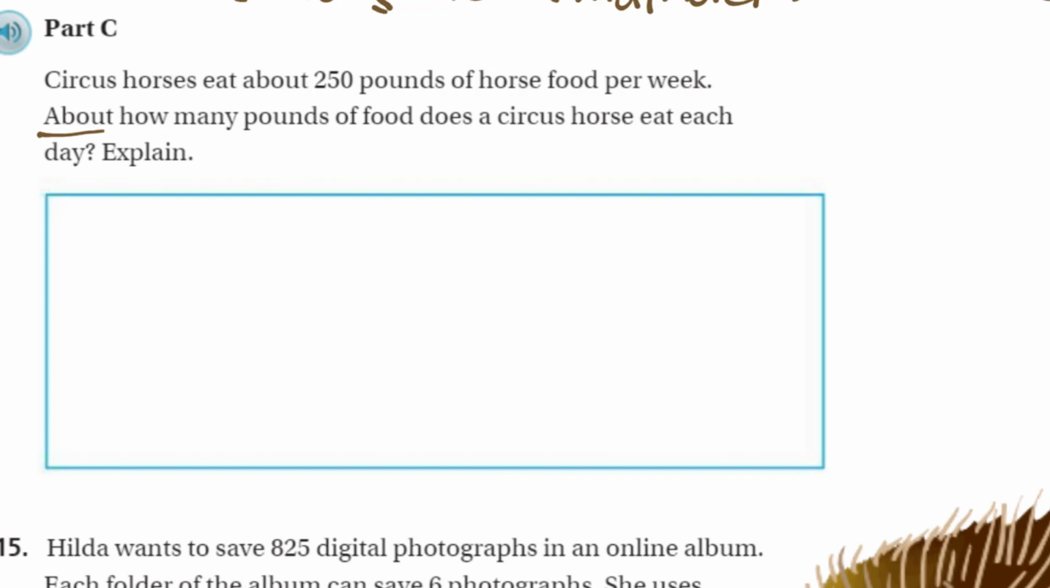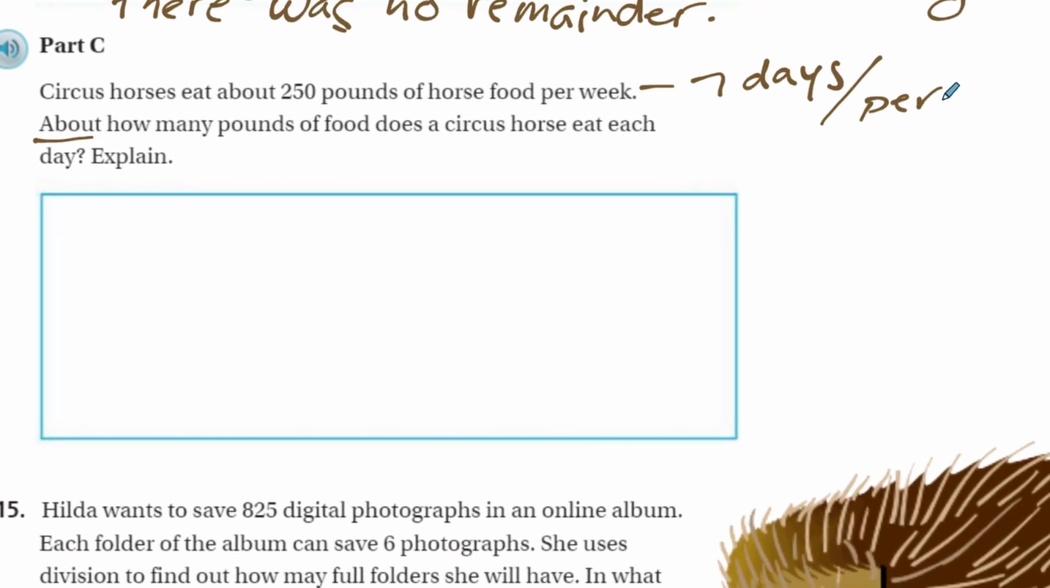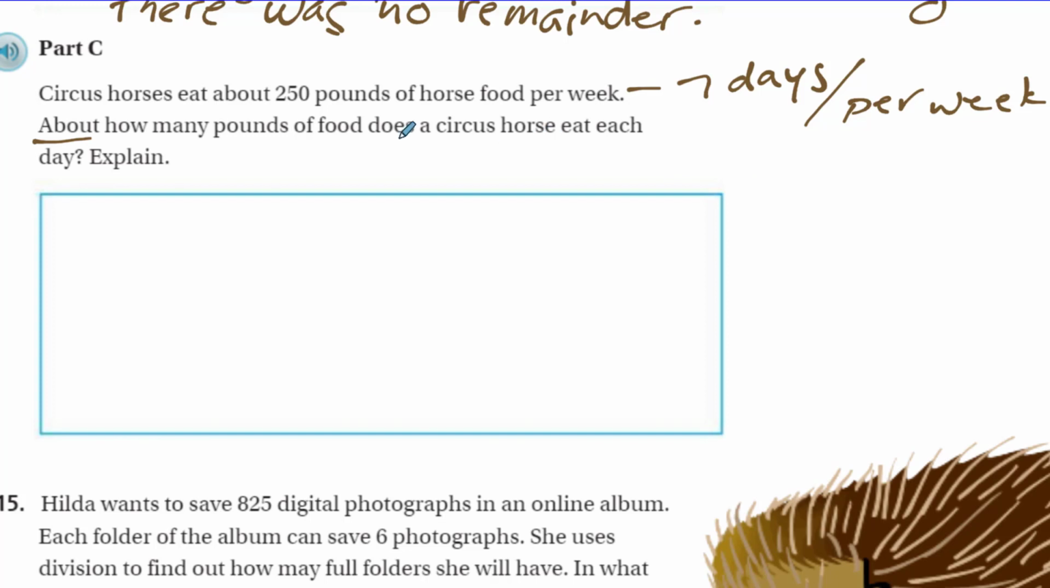Estimate, about how many pounds of food does a circus horse eat each day? This is the amount per week. So there's 7 days, right? In 1 week, I put per week because we have 7 days per week. So really what I'm trying to say is I'm going to take 250, which is the total pounds. I'm going to divide that by 7 to get how much they eat each week.